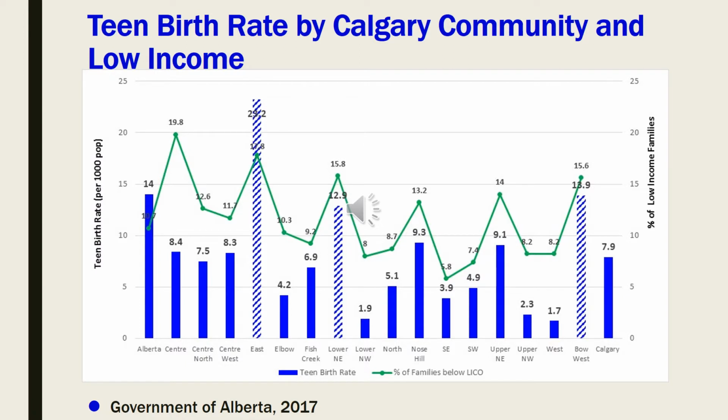Alberta produces primary healthcare community profiles for sub-communities within the province of Alberta. I looked at the teen birth rates, and those are reported per 1,000 population for each sub-community within the Calgary zone. I then looked at the percentage of families considered low income in the sub-community and plotted the numbers against each other. So as you can see, some of the communities that had the highest teen birth rates in 2017 also had higher percentages of families considered to be low income.